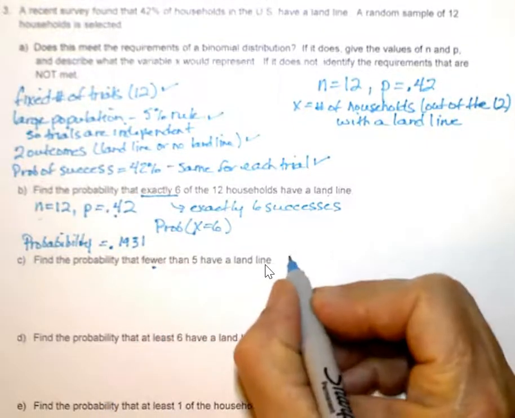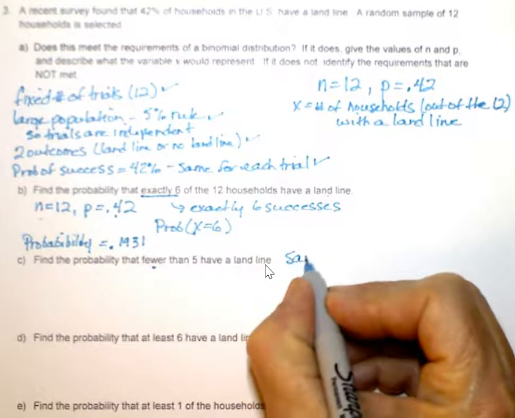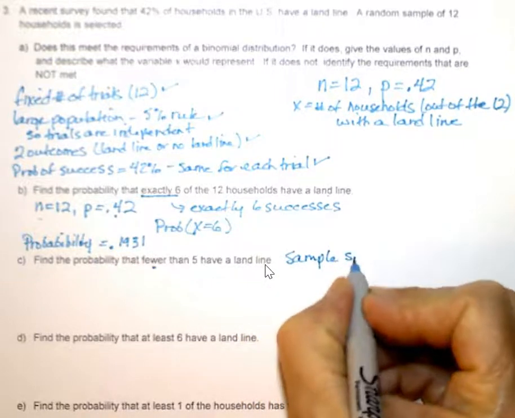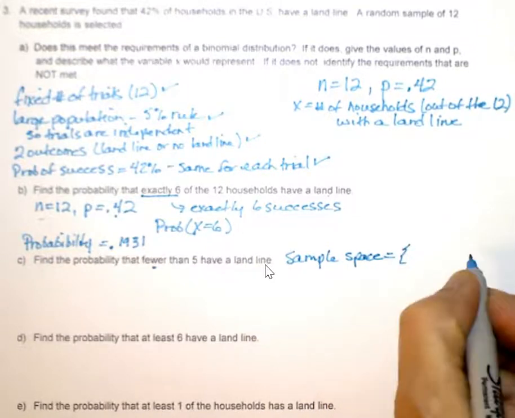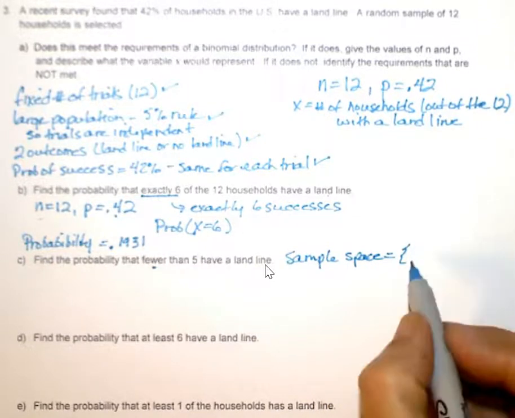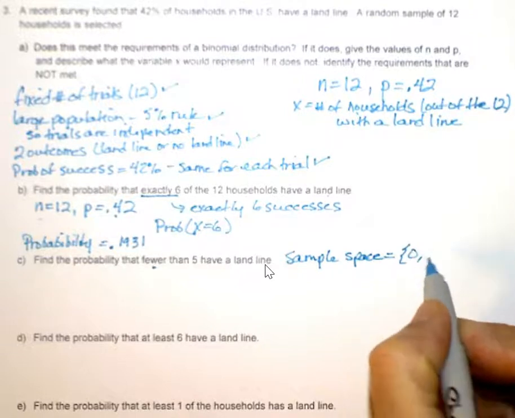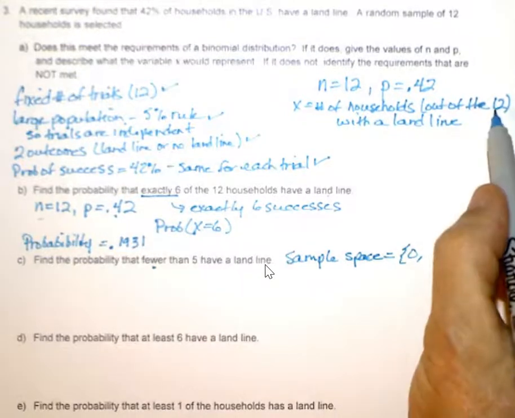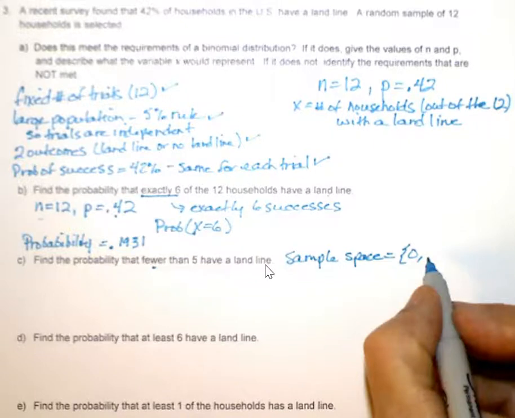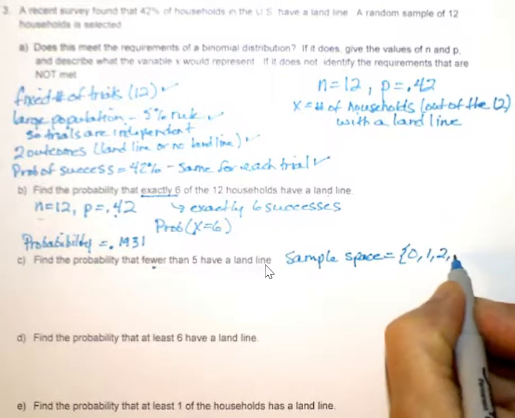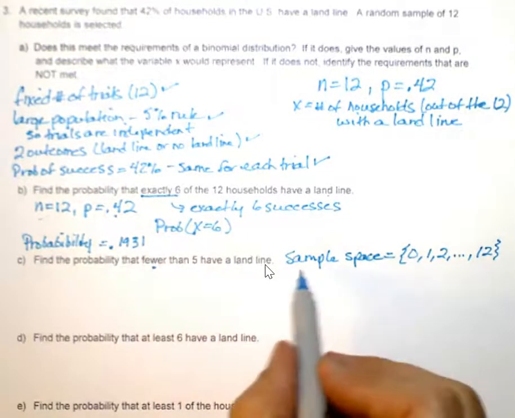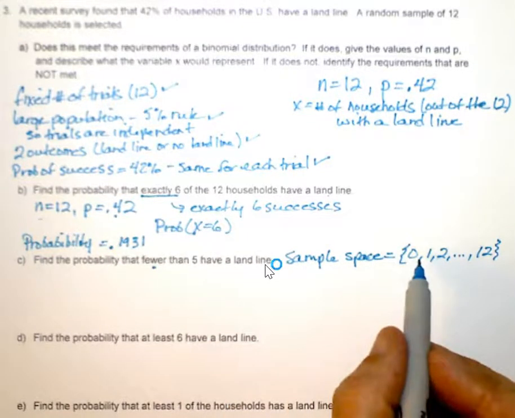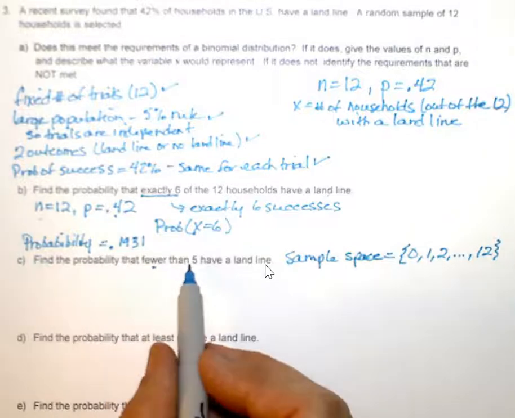So what we want to think about with a binomial distribution is that our sample space always is a list of the possible numbers of successes. It's always going to start at 0 and it's going to go up to whatever your sample size is. So our sample space includes all the integers from 0 up to 12. We want to figure out exactly which ones of those are included when we say fewer than 5.